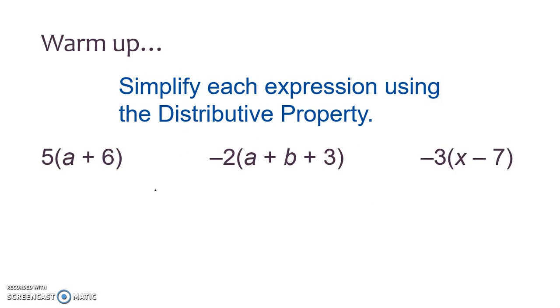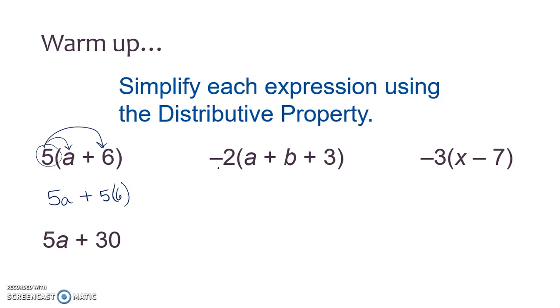Now we're going to start adding in variables. We might have more than one term inside of our parentheses, and we're going to deal with negatives also. So for instance, this first one, we're going to take the 5 times the a and the 5 times the 6. So we'll end up with 5a, 5 times a, and then 5 times 6. And 5 times 6 is 30. So we'll have 5a plus 30.